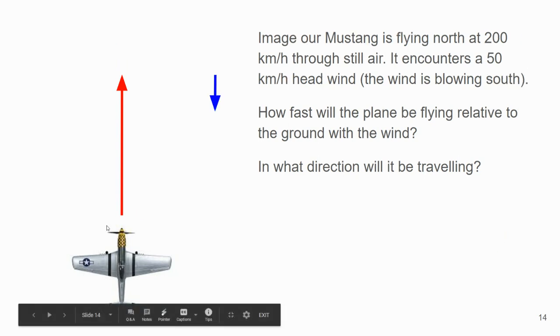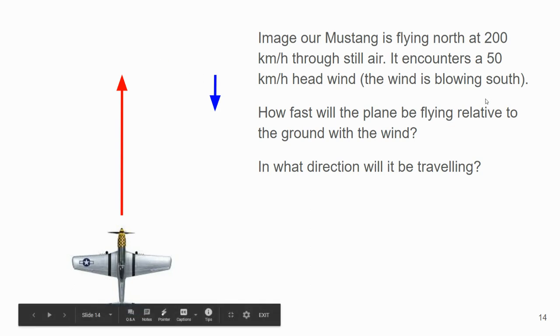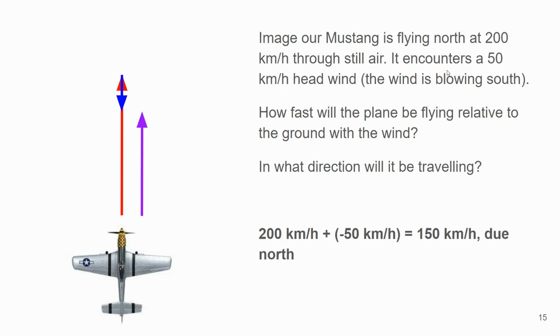Next situation. Plane's going 200 kilometers per hour north. This time it gets a 50 kilometer per hour headwind blowing south. So this is a wind blowing into the face of the plane that's going to slow it down. So how fast will the plane be going and in what direction? Well, these are just anti-parallel vectors. So just subtract the small one from the big one. You end up with 150 kilometers per hour. And we're still going due north because everything is still happening in a straight line.